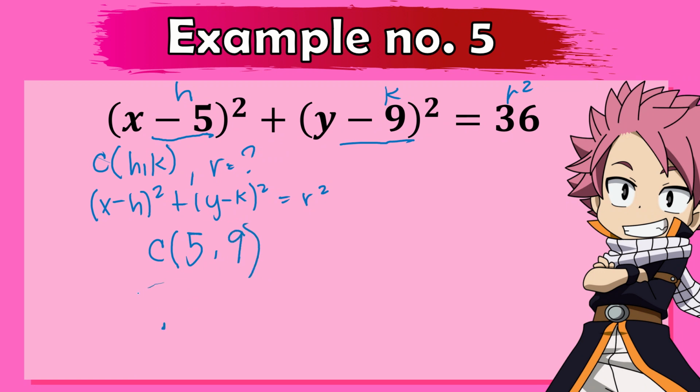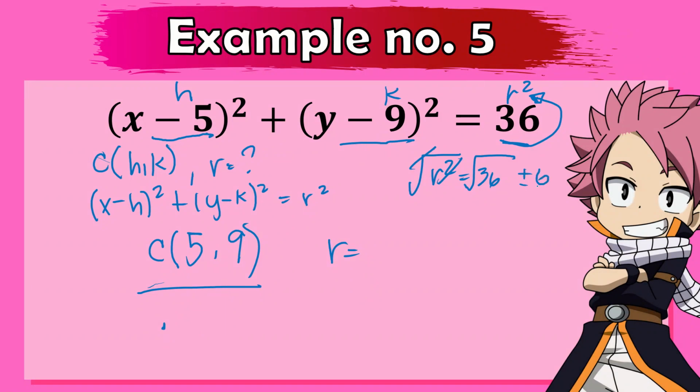So the center is located at 5 and 9. O next, radius naman. O etong 36 na to corresponds to r squared. If r squared is equal to 36, ano yung gagawin natin? Kasi r lang naman yung kailangan, wala si squared. Para mawala yung squared, get the square root. Cancel to, cancel yon. R is equal to, what is the square root of 36? Diba dalawa? We have positive, negative 6.